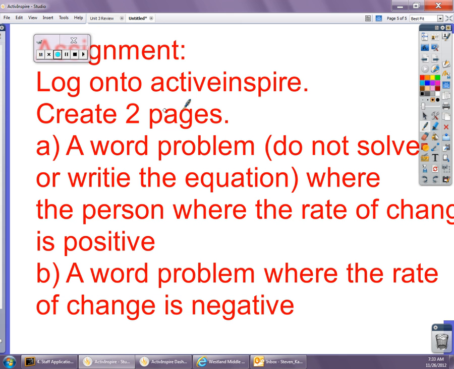So again, log on to Active Inspire and you're going to create 2 pages. You're going to write a word problem where the rate of change is the number in front of the variable. So like when they were losing 2 per month or per minute, this 2 is the rate of change. I want you to write a word problem where the rate of change is positive and a word problem where the rate of change is negative. So just like the 2 slides that we just did. And as soon as you're done, print them up and then come sit in the front.